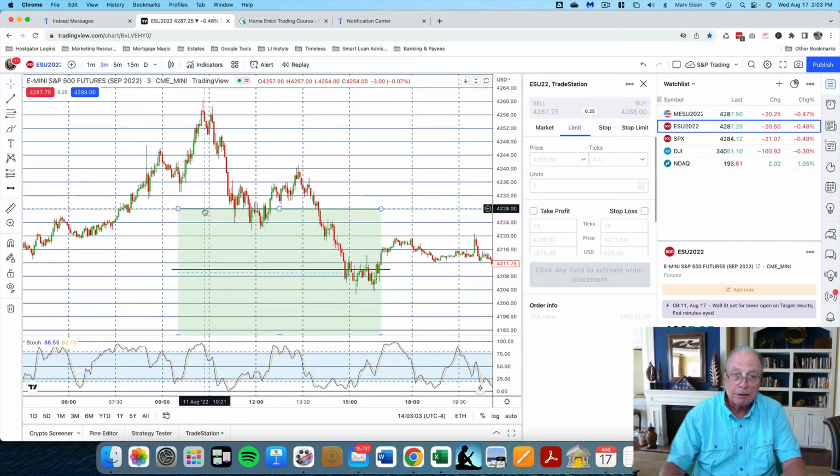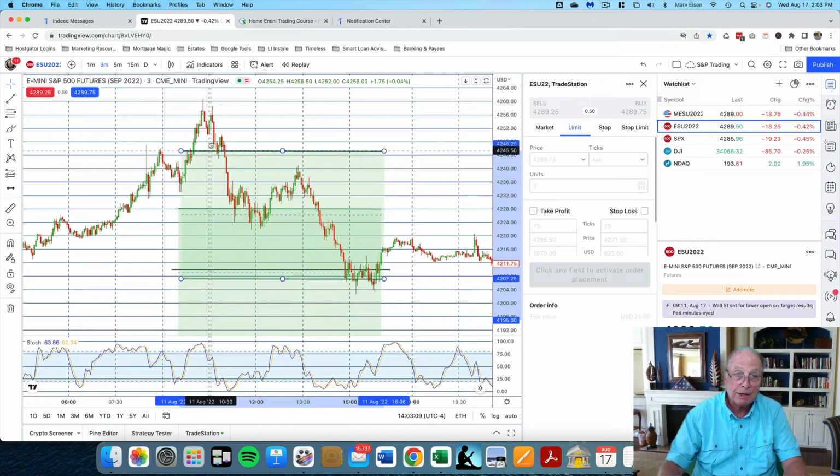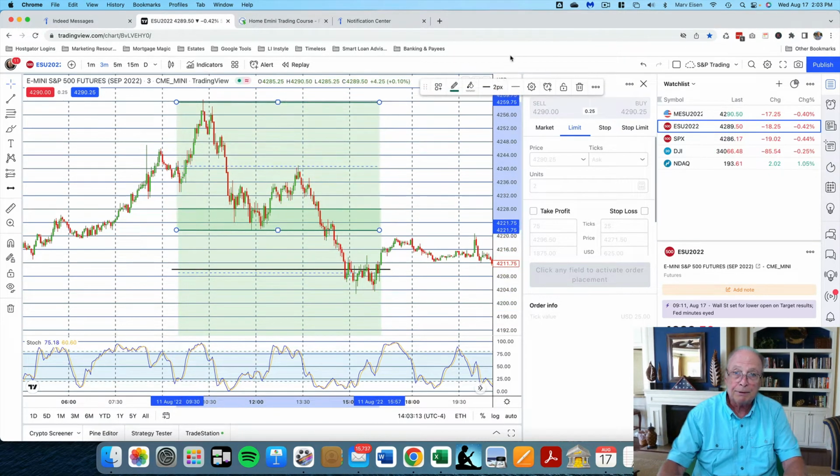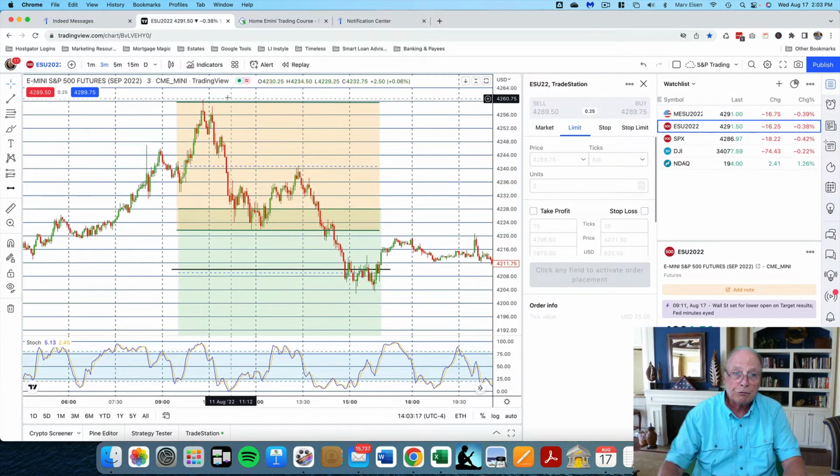So I take my trading zone and I transpose it. I basically clone it, and I move it up to the intraday high. In this case, the intraday high. Move it up right here. Okay. Let me recolor this so you can see it a little more clearly. Okay. So this was my transposed trading zone.